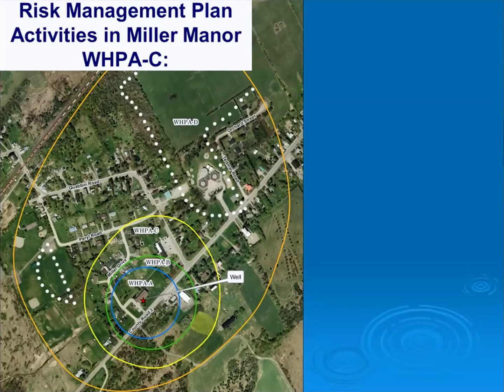In Miller Manor Wellhead Protection Area C, certain activities require the establishment of a risk management plan. Wellhead Protection Area C is indicated by the yellow arrow and is highlighted on this slide.